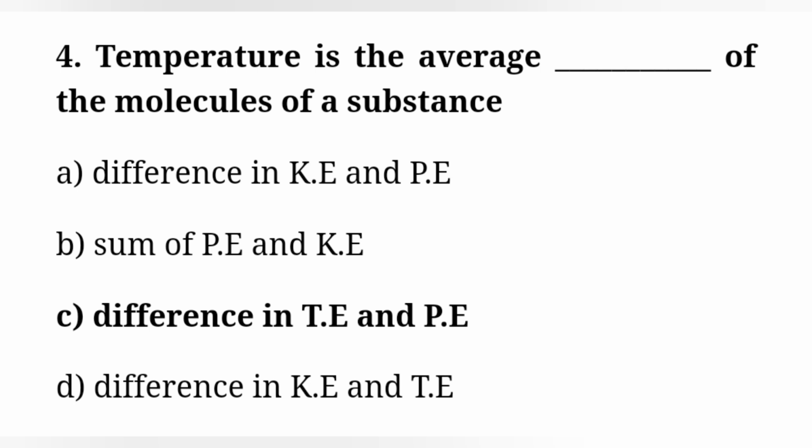Fourth one, temperature is the average dash of the molecules of a substance. Option C is the answer: difference in TE and PE.